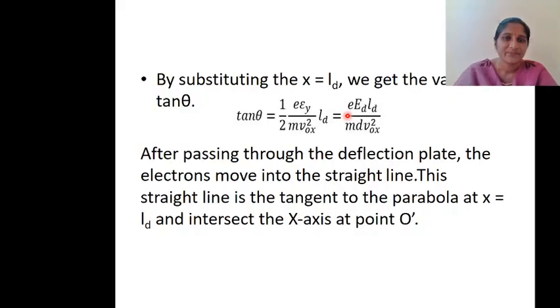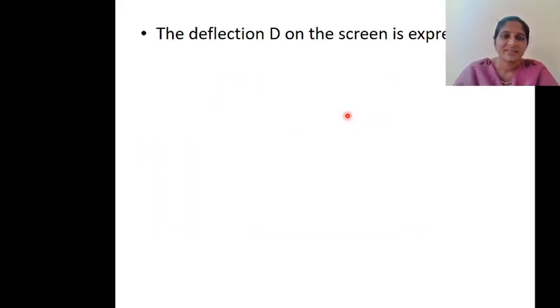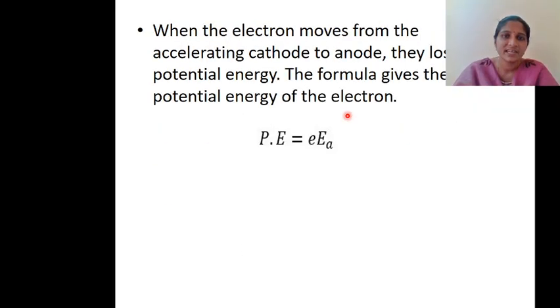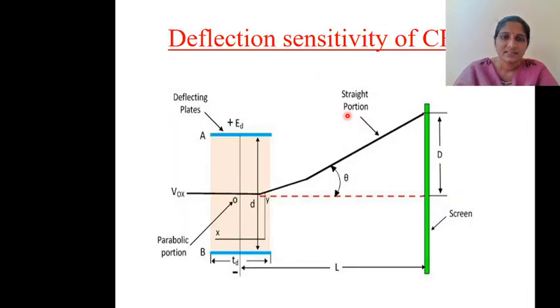But from the diagram you can see what tan theta is. From this diagram you can observe that this theta is the angle made by this straight line with the horizontal axis. So from this triangle you can observe tan theta is equal to opposite side divided by adjacent side. The opposite side is capital D and the adjacent side is capital L. So tan theta is equal to capital D by L.